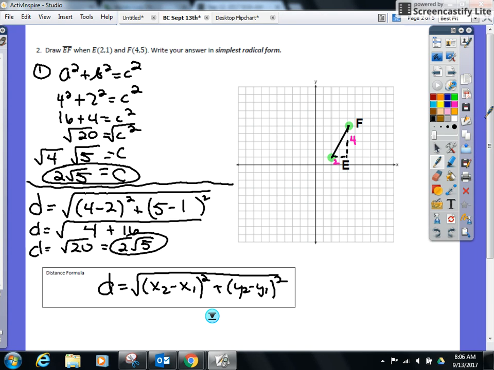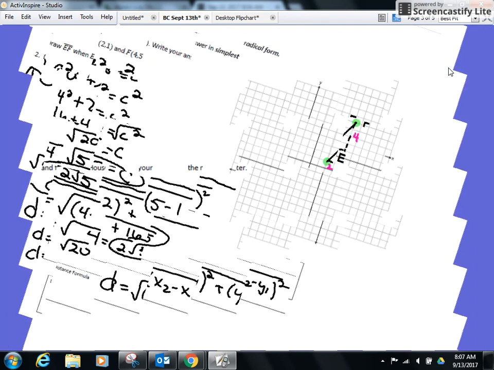You would just have to see in your head, okay, how many units am I going on the x-axis? How many am I going on the y? And that would be your a and b value that you're squaring. Okay, so either one, whatever you prefer. I'm never going to force you to do one or the other. Okay, questions, comments, distance formula. Let's keep using it.